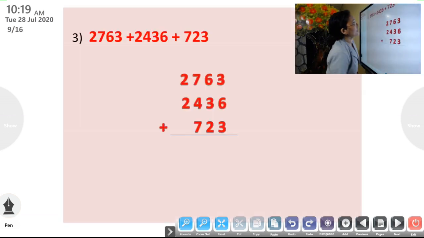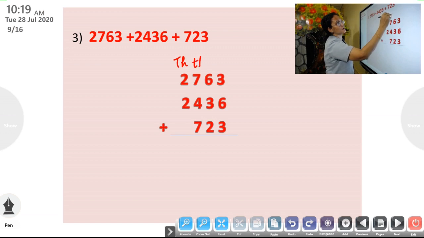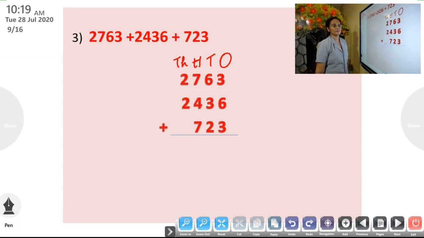Okay, so you have to arrange in correct places. Okay. The next one, 2,763 plus 2,436 plus 723. See, here thousands place. This is thousands, hundreds, tens and ones. Okay. So 2,763, 2,436, 723. 700. Where should you write that 7? 7 should be in the hundreds place.